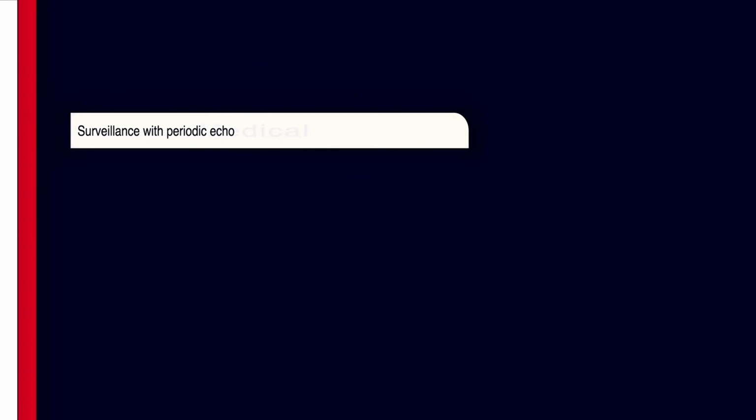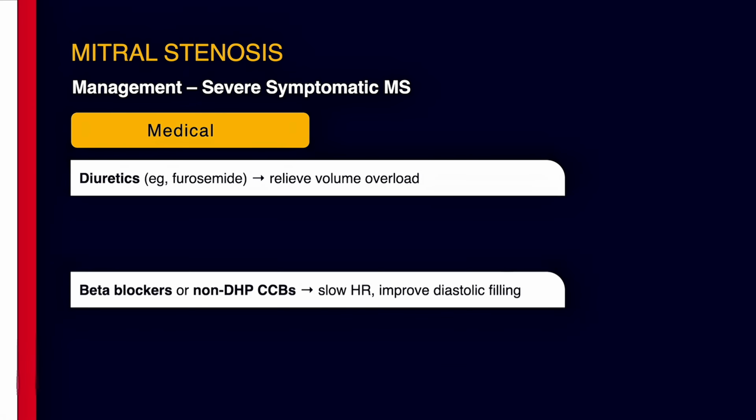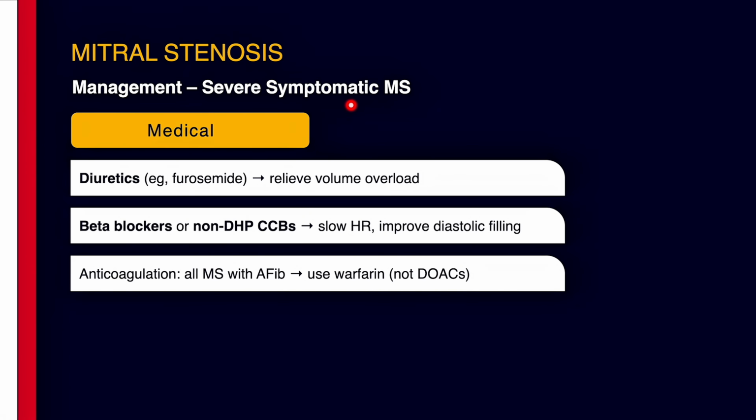Management of severe symptomatic mitral stenosis. This is where you shift from monitoring to intervention. You're going to start with medical therapy, then we're going to move into procedures. And finally, we'll cover the indications for valve intervention, all very testable on step 2 and step 3. Okay? So medical therapy doesn't fix the stenosis, but it helps relieve symptoms or buy time until you get the intervention. First, we use diuretics like furosemide to relieve pulmonary congestion and volume overload.